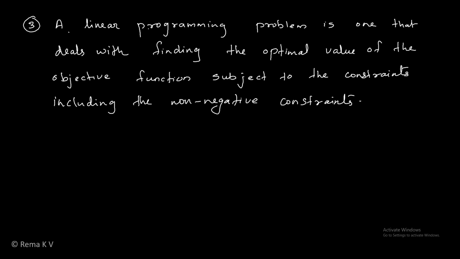So a linear programming problem is a problem in which we have to find the optimal value. Optimal value means maximum value or minimum value of the objective function subject to the given conditions, and that conditions are called constraints, and that also include the non-negative constraints. That means the variables are always non-negative. This is called a linear programming problem, or we can write this as LPP.